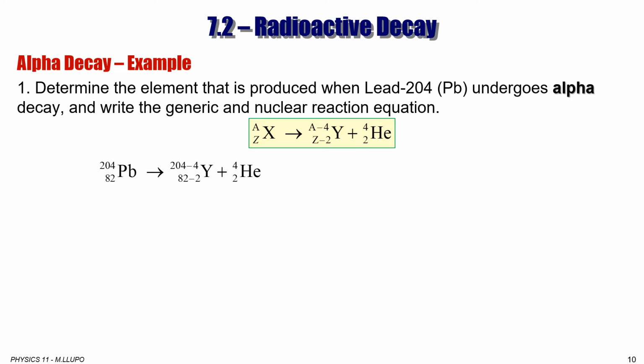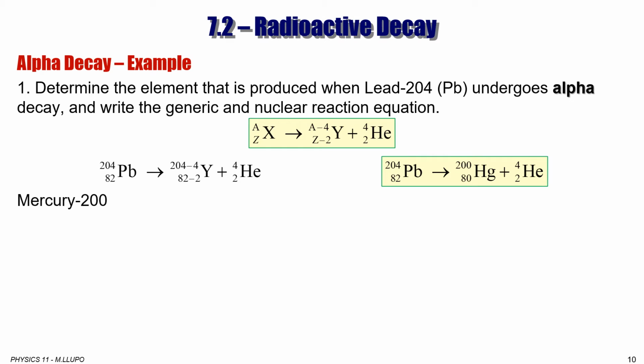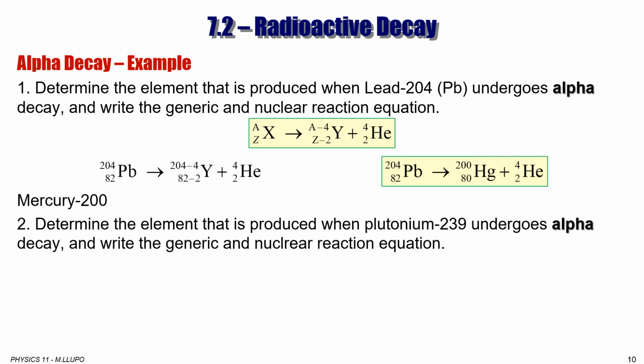So we started with lead-204, and the atomic number of lead is 82. Helium is emitted, so mass has to reduce by 4. 204 minus 4 is 200, and 82 minus 2 is 80. You go to a periodic table and look at the element that has atomic number 80, which is mercury, and the atomic mass is 200, so we can say the isotope mercury-200 is produced.